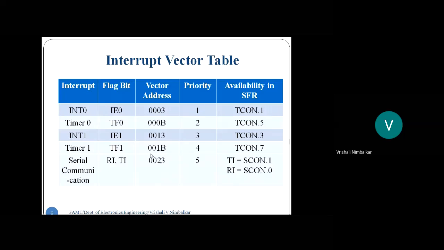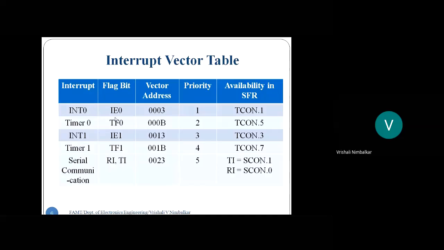And whether that interrupt has arrived or not, the programmer can get the indication on the respective flags. For int0, the flag is IE0. Timer 0, the flag is TF0. Int1, IE1. Timer 1, the TF1 flag. And serial communication, RI and TI. So these are the flag bits where the programmer can understand that the respective interrupt has arrived.